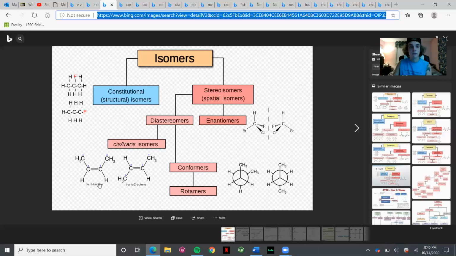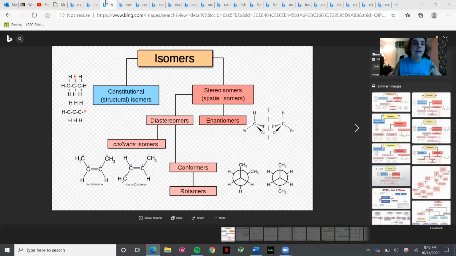Cis-trans isomers, we talked about that. The E versus Z, the entgegen versus zusammen. Then we have conformers versus rotamers. Conformers are different molecules that have the same chemical formula, but they differ by multiple rotations or configurations. Rotamers only differ by a singular bond rotation.